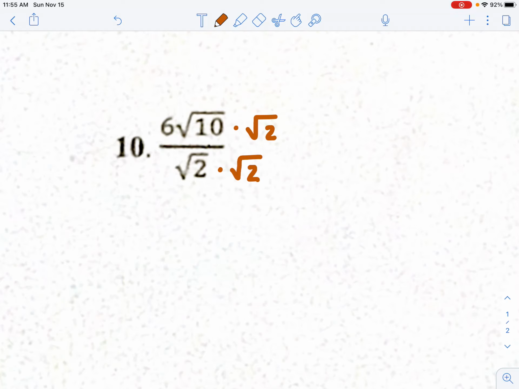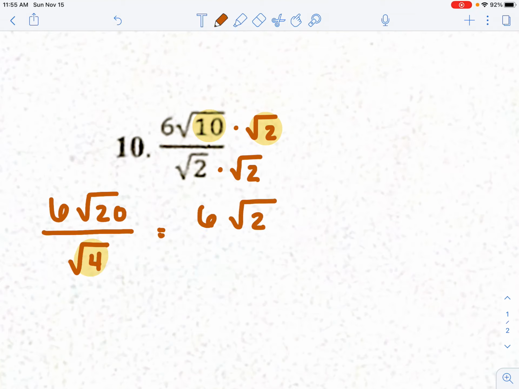On top, I've got 6 radical 10 times radical 2. I see 2 radicals, 10 and 2. That would give me 20. So I've got 6 radical 20 over radical 2 times radical 2 is radical 4. Let's think. We know radical 4, that's a perfect square. That is actually just 2. So I've got 6 radical 20 divided by 2.